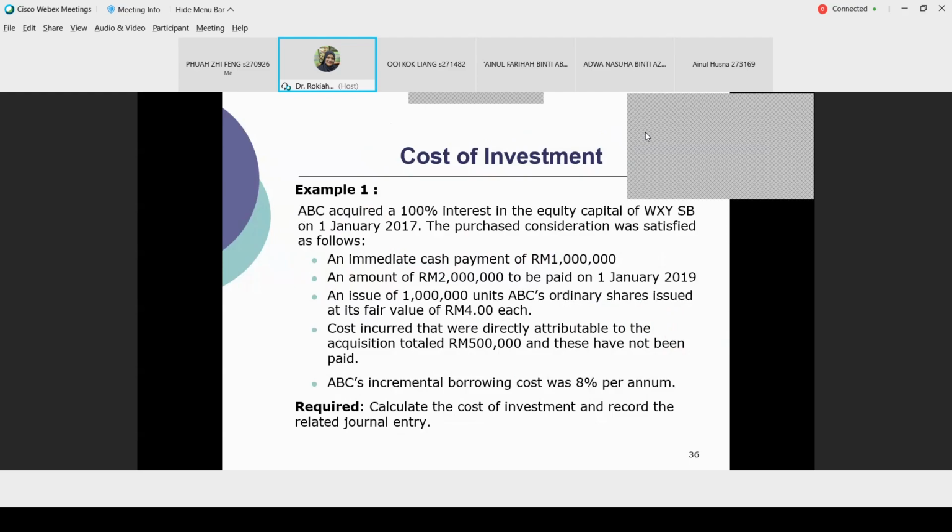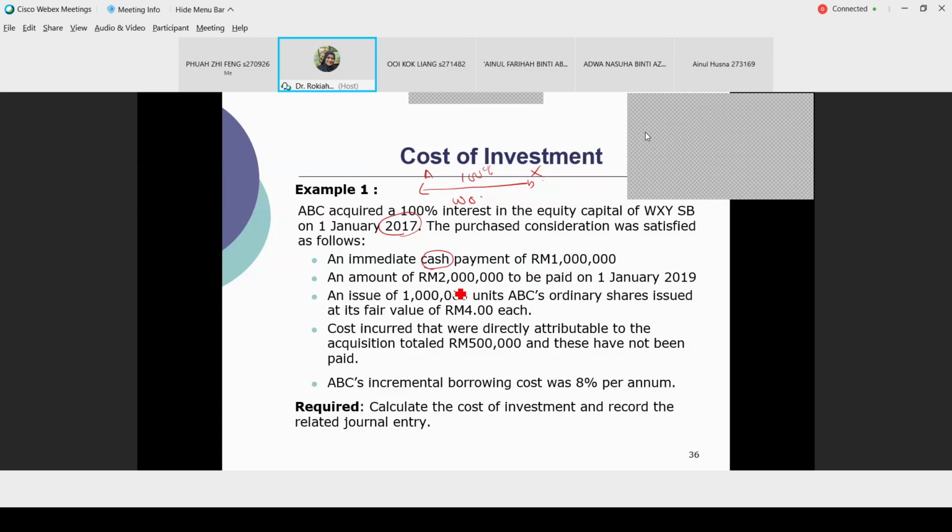Okay, we'll try to look at these examples. Example 1, ABC acquired 100% interest. So 100% interest here is wholly owned. Let's just put it as A and X, simple, no need for ABC, so many. So you have 100% here. On 1st of January 2017, the purchase consideration was satisfied as follows. Cash payment, so you have cash of 1 million.